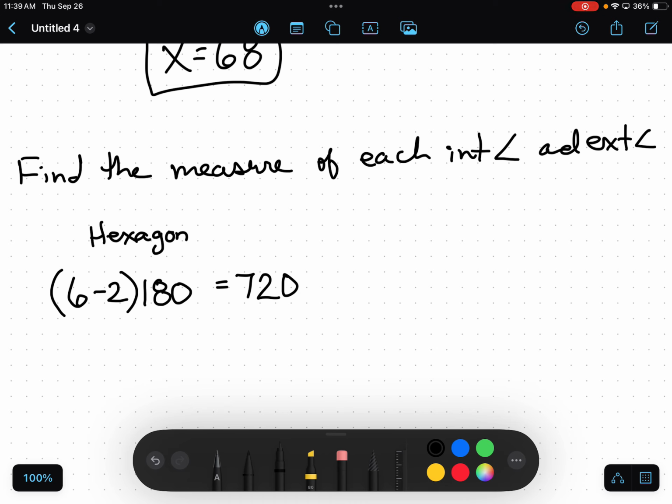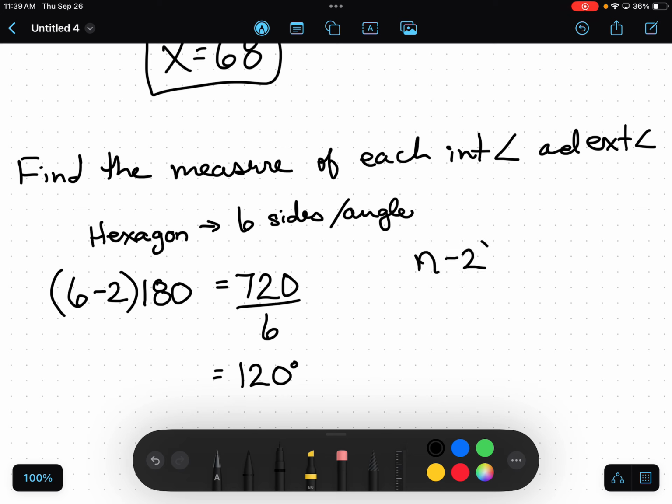Today, however, what you're going to do is actually find each one. So if there are 6 sides or 6 angles in a hexagon, you then divide that by how many sides or angles there are. So you take 720 divided by 6, which equals 120. There is a formula for it, and just to piggyback off what we did yesterday.